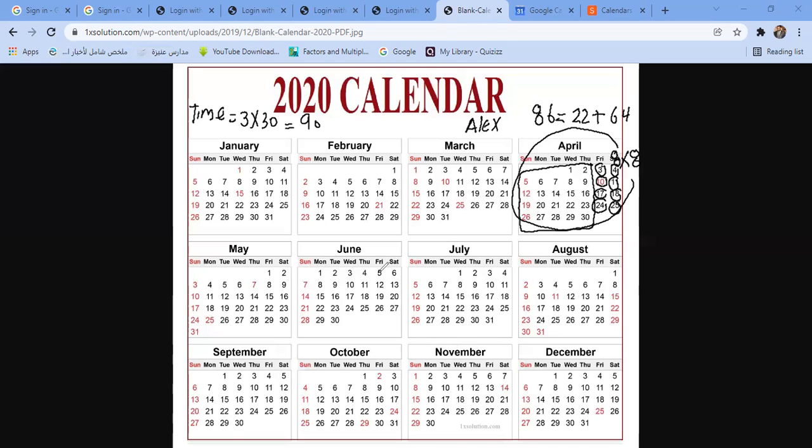30. 1 2 3 4 5 6 7 8 and 1 2 3 4. Here 31. Here again, what do you want? Again, we have a problem. Why? Here is a calendar. Look to me, but just a minute. Here is a calendar of 2020.